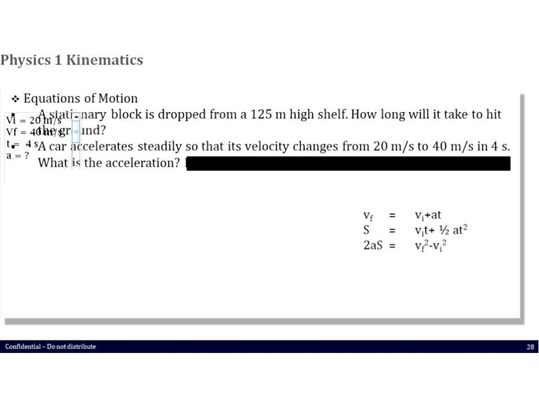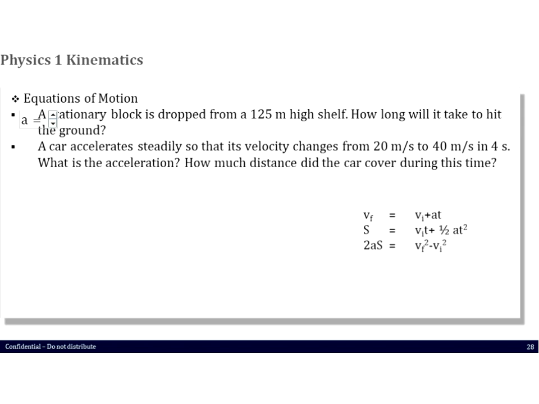Okay, now let's solve the second part of it. Wait a second. We had a value of acceleration, yes. A is equal to 5 meters per second squared. This is another piece of information we have from the first part, and now let's solve the second part. And this time I'm going to black this one out. Now solve this. How much distance did the car cover during this time?